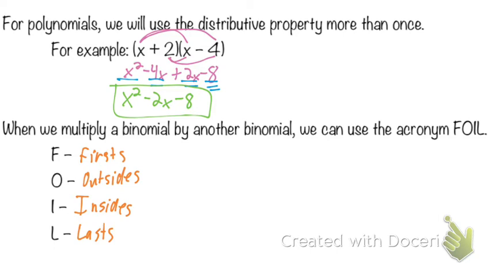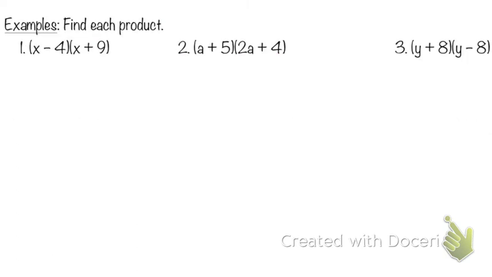Any questions on that? All right. Let's practice this. So on number 1, we have 2 binomials. So let's think of this as FOIL. Like I said, we can think about it a couple different ways. We're going to think about it as FOIL. So we're going to multiply the first things together. So what are the first things together in this? X and x. So that's going to be x squared.